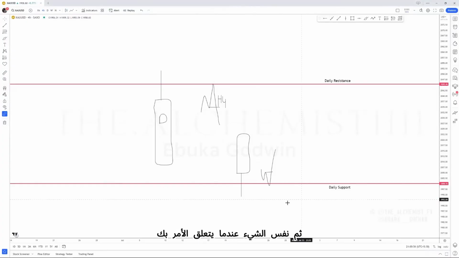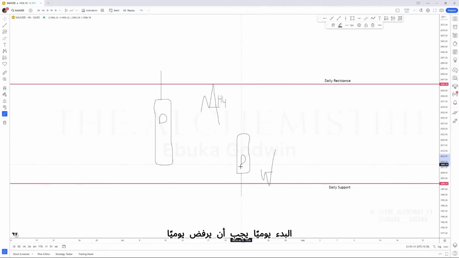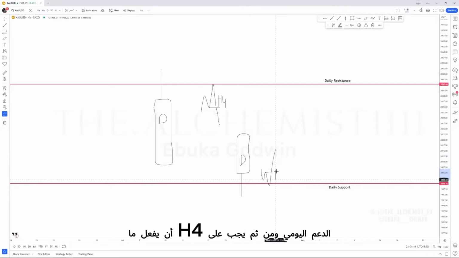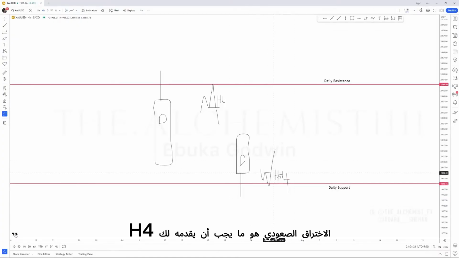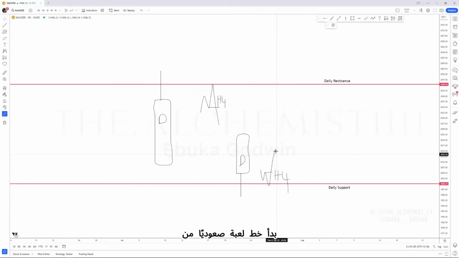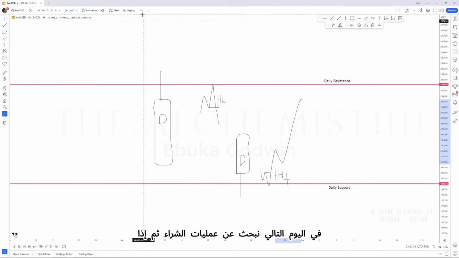Once I finish explaining this theory part, I'll go to the charts and then you will understand. This is just the theory. For a daily bullish storyline to start, daily has to reject a daily support, and then H4 has to give you a bullish QM or a bullish breakout. Then we say daily has started a bullish storyline. So from the next day, we look for buys.